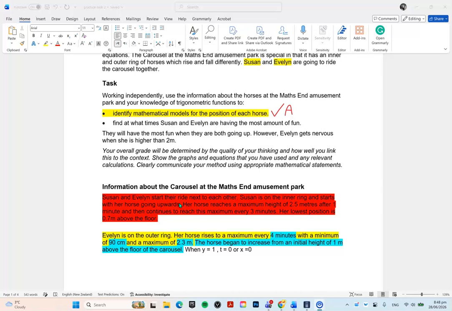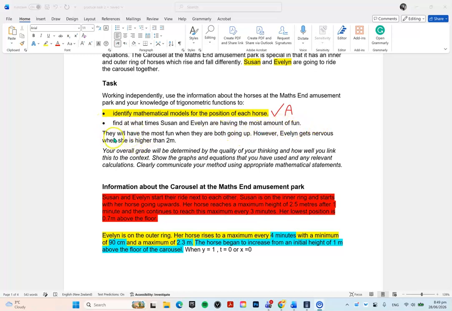Today I'm going to finish off task 2, which is finding all the times when Susan and Evelyn are having the most amount of fun. And this is merit and excellence, okay? So if you can correctly complete this whole part, you will be able to get excellence.